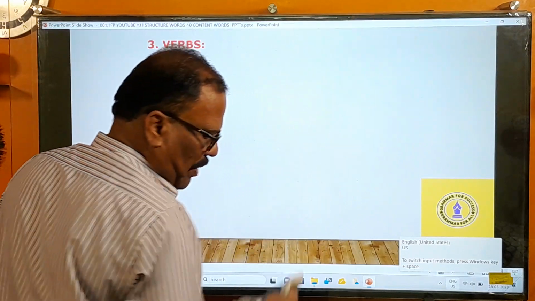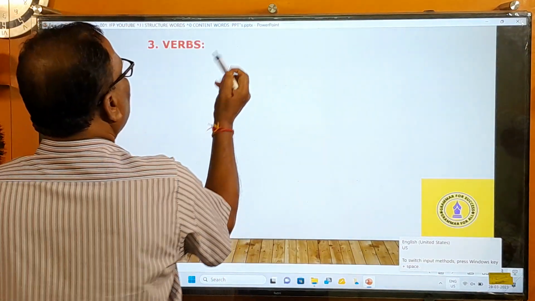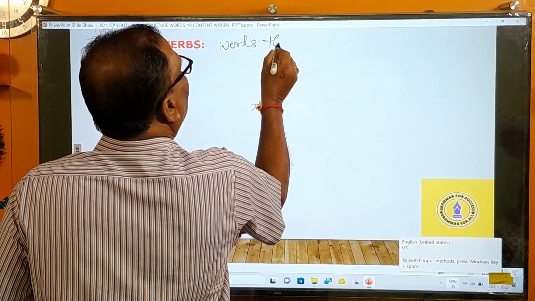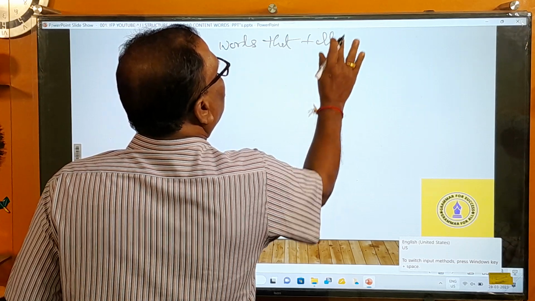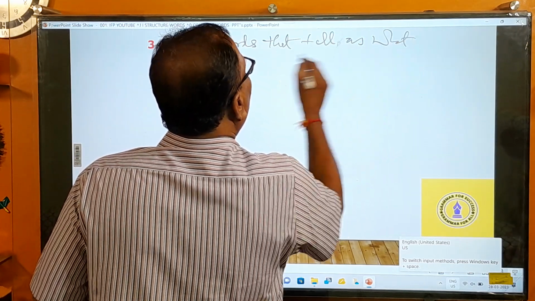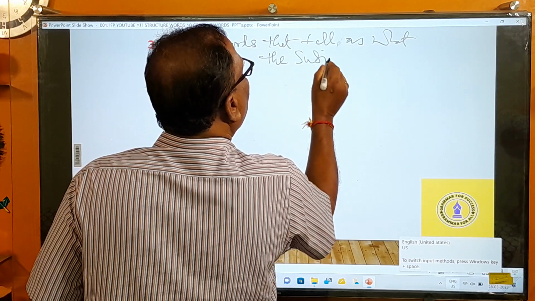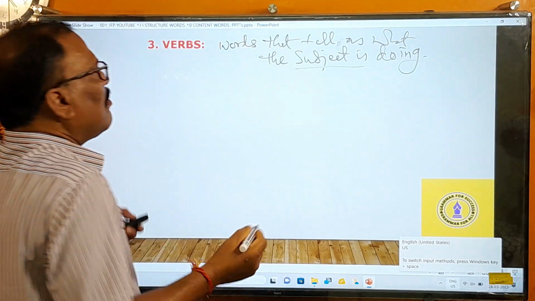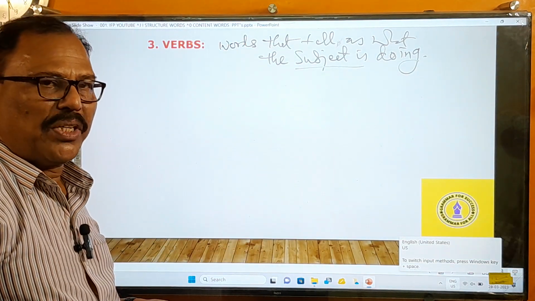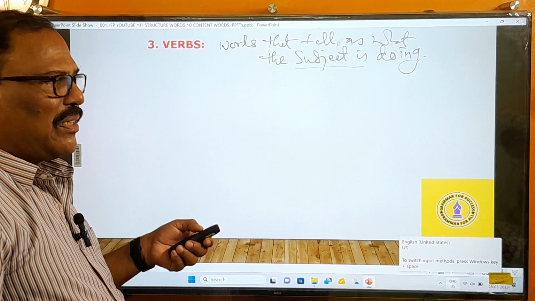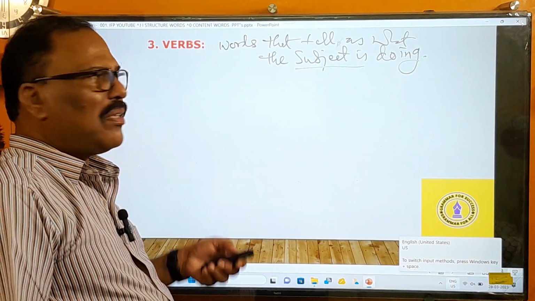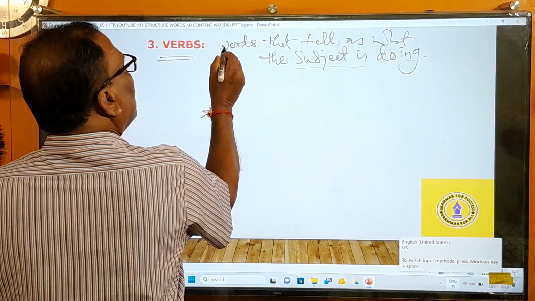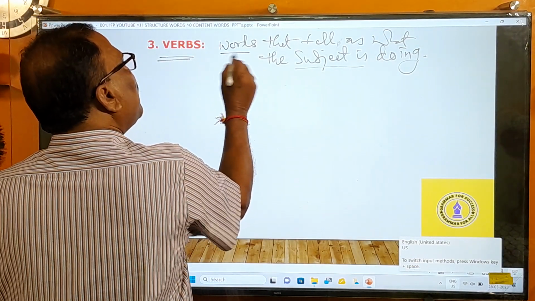And verbs means, what are the verbs? Verbs means words that tell us what the subject is doing. Whatever the subject is doing, this word tells you. So they are called verbs. And this is the definition of these verbs.